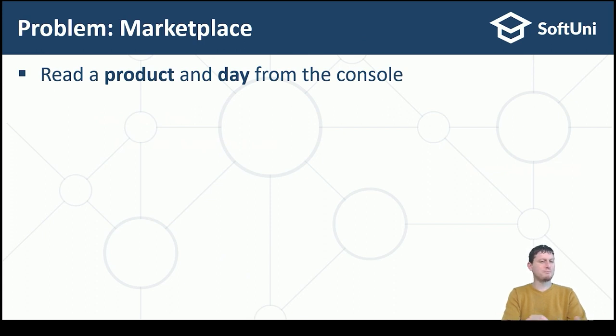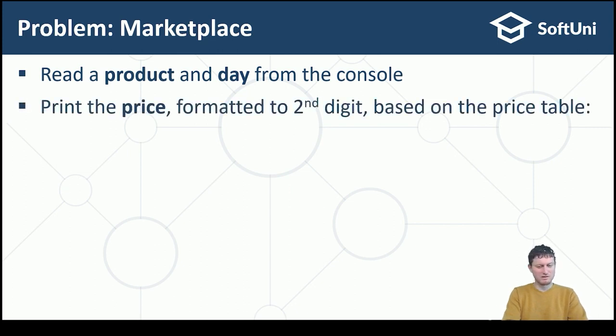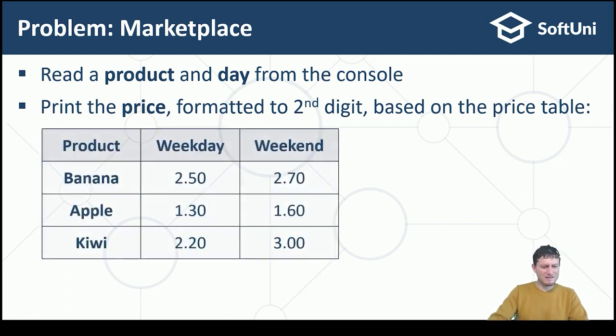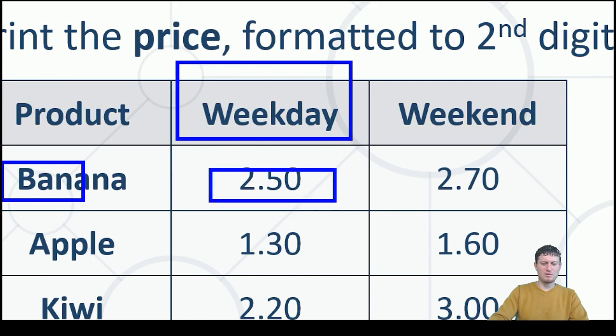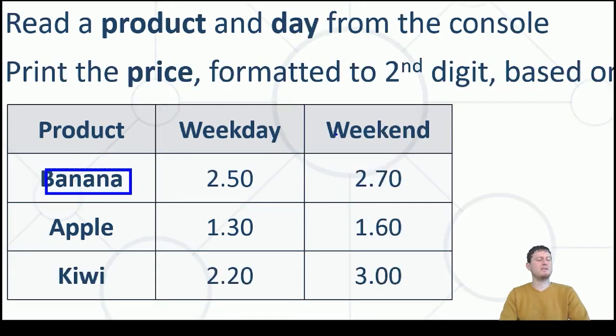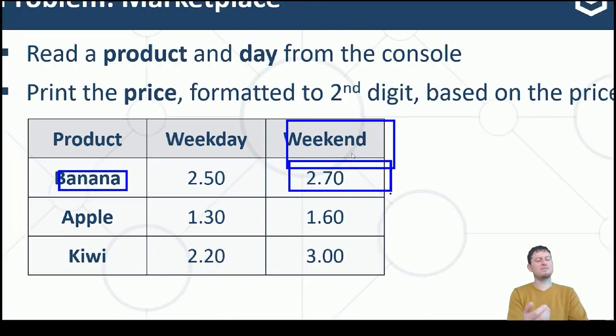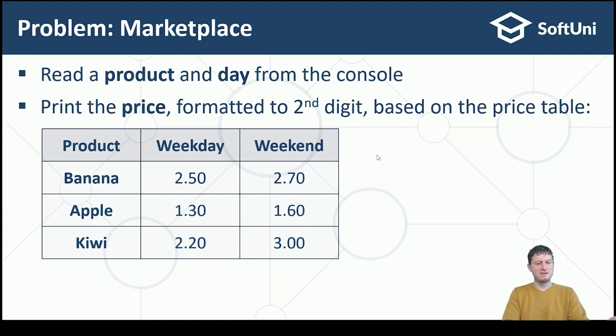We want to read the product and day from the console, and we want to print the price formatted to two digits after the decimal point based on this price table. So banana on a weekday costs 2.50. Banana on the weekend costs 2.17. So we need to check the product and after that check the day, and with nested statements we can calculate the price.